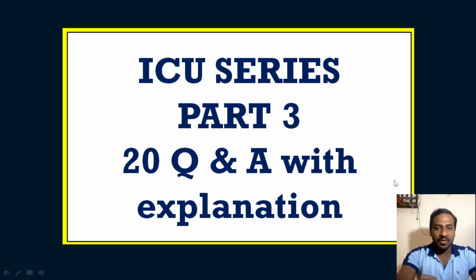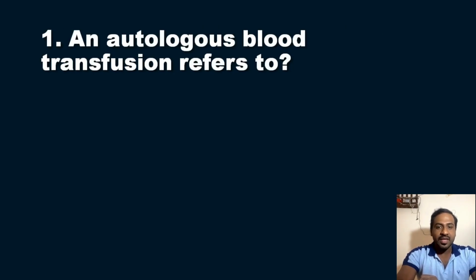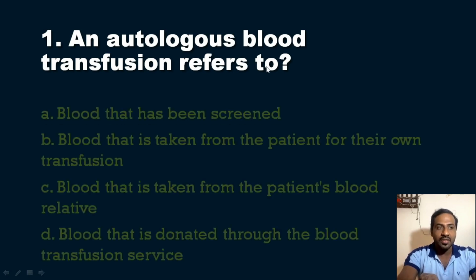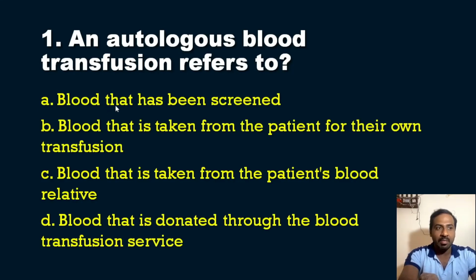So the first question is, an autologous blood transfusion refers to dash. The options for you are: option A, blood that has been screened. Option B, blood that is taken from the patient for their own transfusion. Option C, blood that is taken from the patient's blood relative. And the final option, blood that is donated through the blood transfusion services. So what is autologous blood transfusion? It's a direct question.